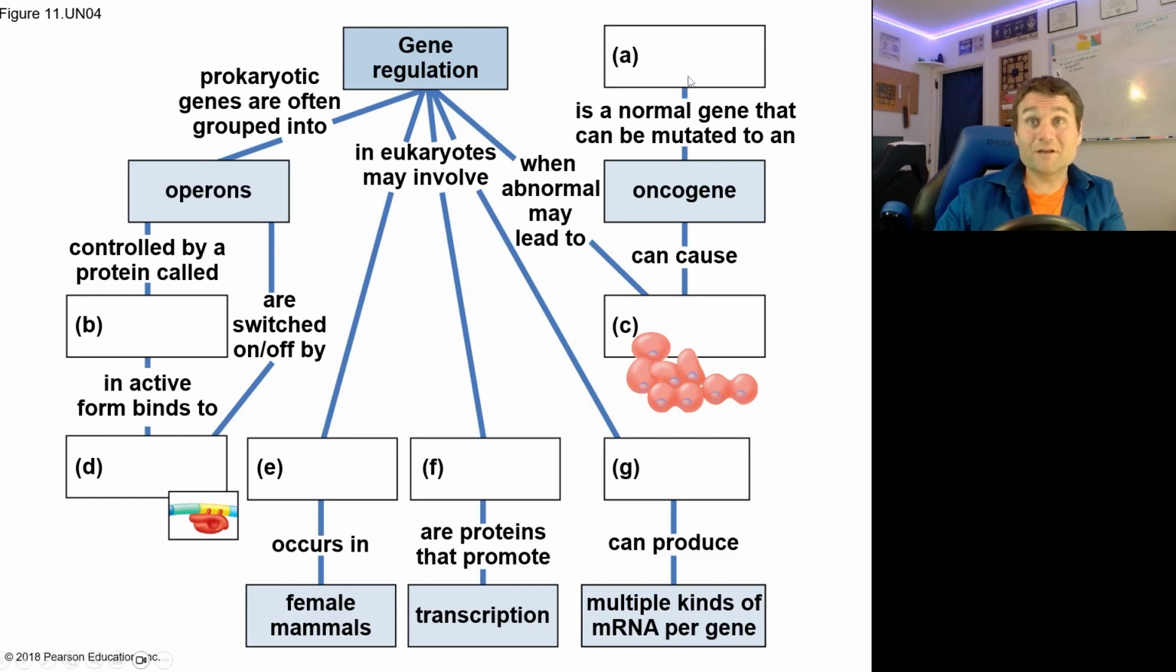Okay, hopefully you paused the video and tried it yourself. Let's start with A. A normal gene that can be mutated into an oncogene. That's a proto-oncogene, right? A pre-cancer gene. What can be mutated into a cancer gene? A pre-cancer gene. A proto-oncogene can become an oncogene. And that can cause cancer.